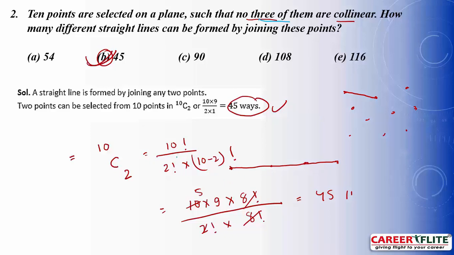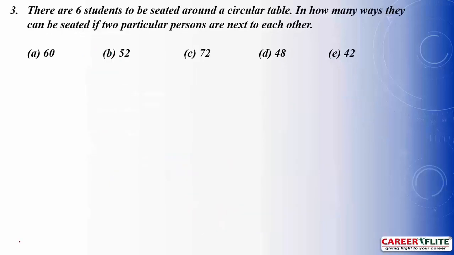So from 10 points we have selected 2 points, and since it is a selection, it will be a combination, that is 10 factorial by 2 factorial into (10 minus 2) factorial. If you solve this, you will get the answer to be 45. So 45 is our correct answer. So let us move to the next question.